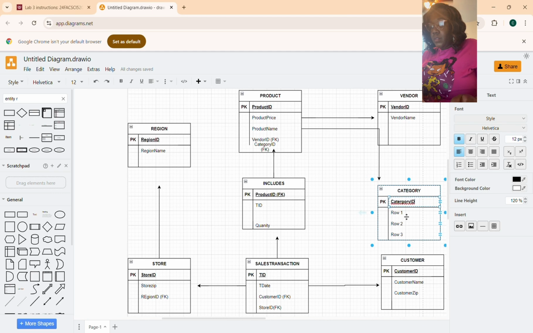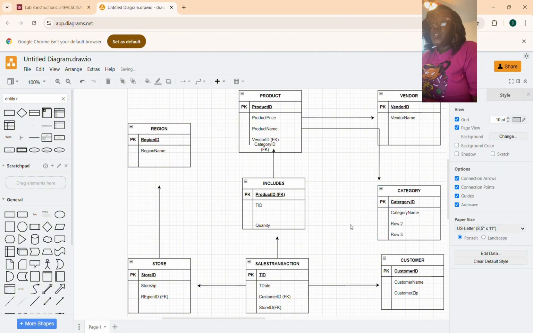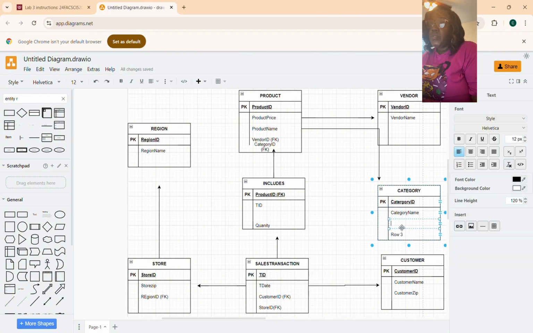All right, we were trying to erase these rows here. All right, and that is it. So we have officially turned this into a relational schema, and we are complete.